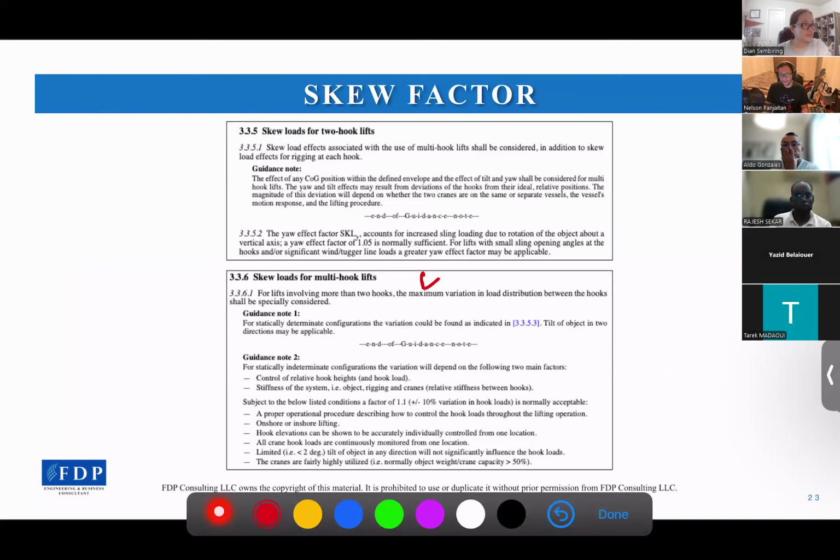That could happen if the actual crane's load during operation is not the same as what we have designed. And then the load differences will give impact to the other frames. So it could be higher or lower. So always remember to include this skew factor if you are working with a multi-crane operation.